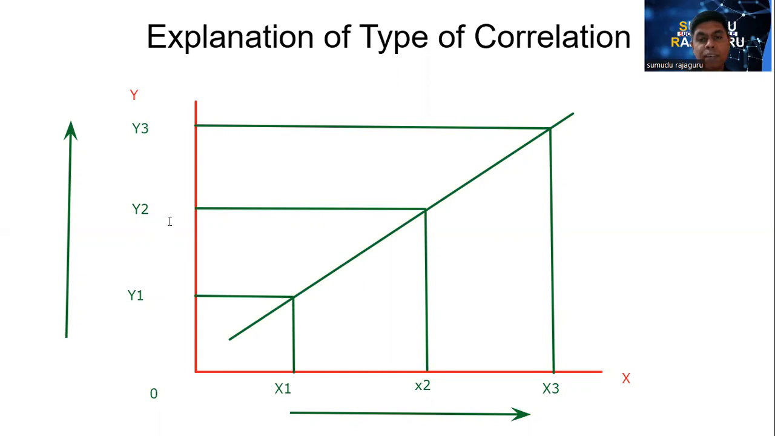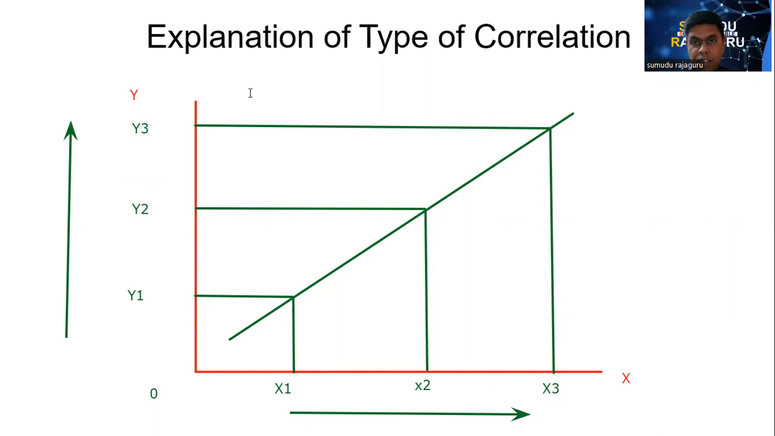That means it is also increasing. Further, when x1 moves to x3, y1 also moves to y3. That means when x increases, the y value also automatically increases. If we draw a scatter diagram in this direction, a line like this, then the correlation between x and y is positive, because when one parameter increases, the other parameter also increases. This is positive correlation.